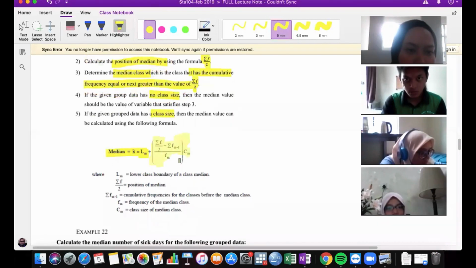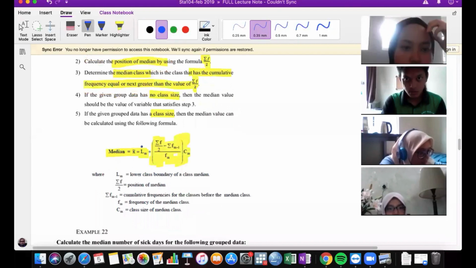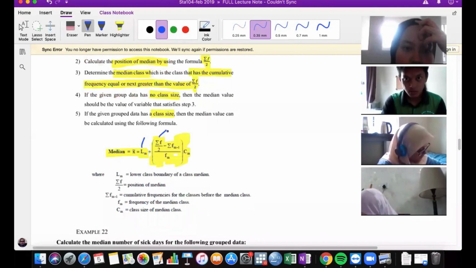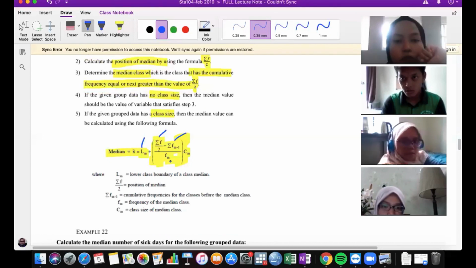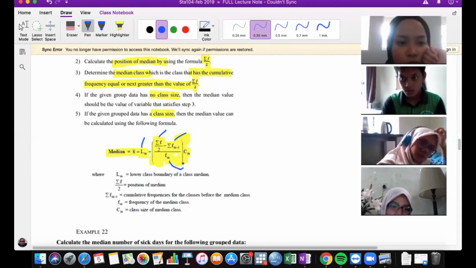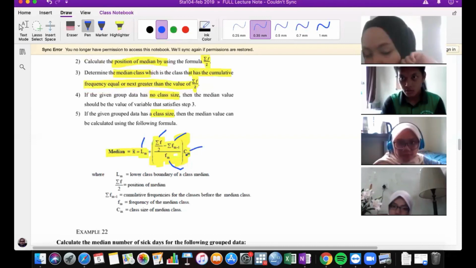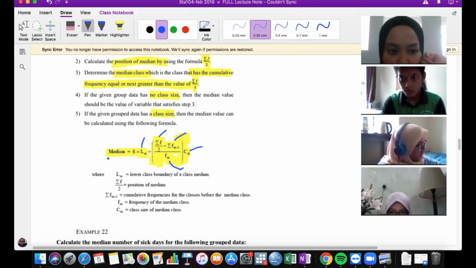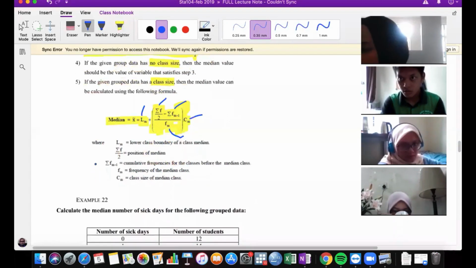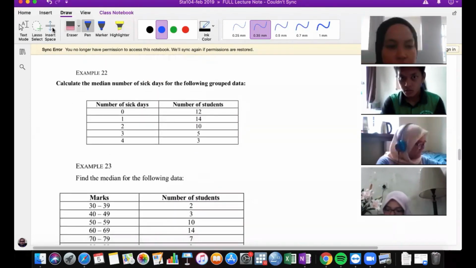So this formula means LM means lower class boundary of the median class. Summation of f divided by 2 is the position of median. Summation of fm minus 1 means the cumulative frequency before the median class. And FM is the frequency of the median class, and CM is the class size of the median class. Right. Now, don't worry, I will explain in example. So now look at example number 22.